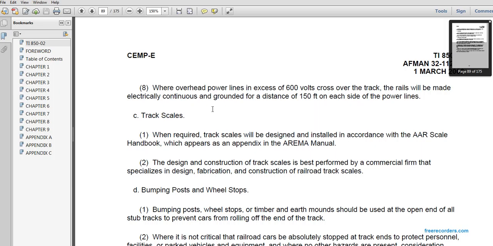Track scales. When required, track scales will be designed and installed in accordance with the AAR scale handbook, which appears in Appendix A and the AREMA manual. 2. The design and construction of track scales is performed by a commercial firm specialized in the design, fabrication, and construction of railway track scales.